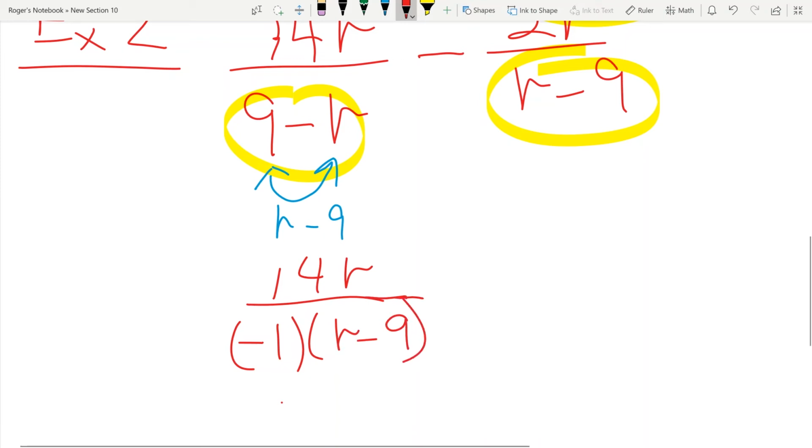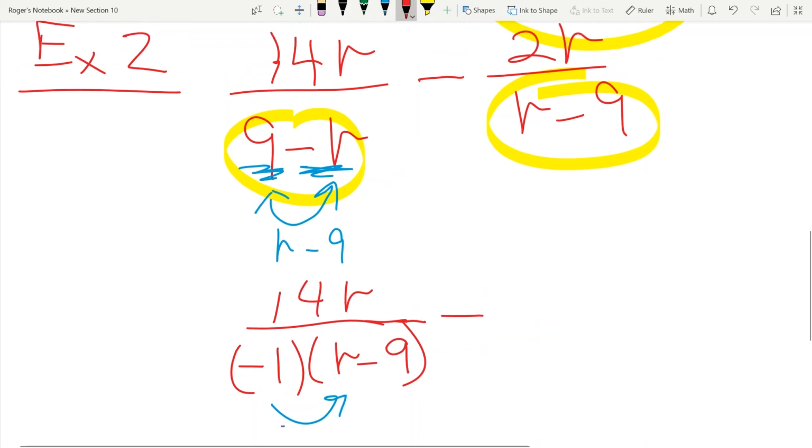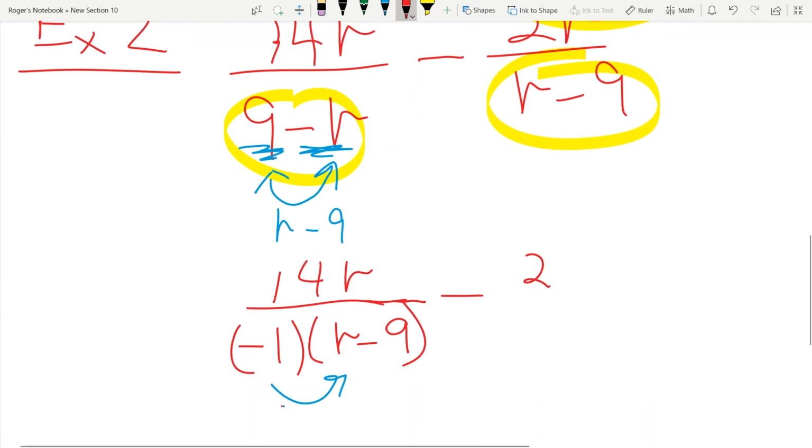You may say, well, really? Yeah, try it. Multiply it out. What's -1 times r? -1 times r is minus r. Don't we have a minus r right there? We do. And then -1 times a minus 9 is plus 9. And we got a plus 9 right there. So it works. We factor out the -1 and it flips it around. And then we'll go ahead and write the rest of it. Subtract, again, 2r over r minus 9.